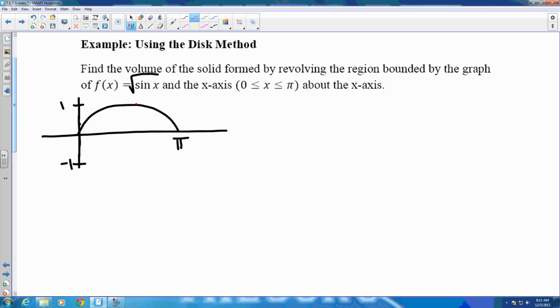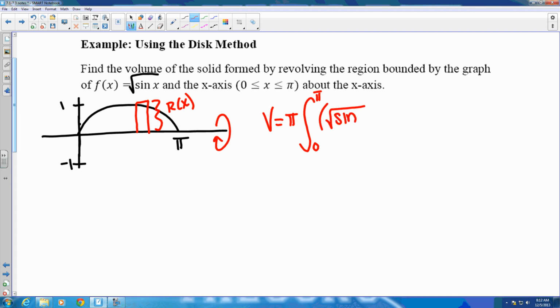If we were to draw a rectangle in here, perpendicular to our axis of revolution, our r of x is the function itself. So to follow the formula, the volume is pi times the integral from a to b, which this time is 0 to pi, of our function. Our r of x is the square root of sine of x, quantity squared because it's r squared, dx, and the square root cancels.